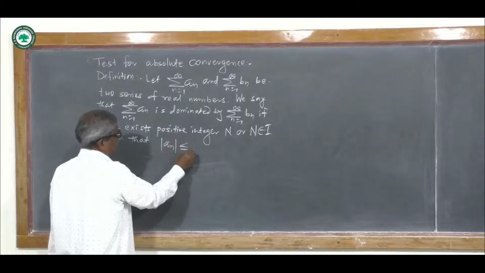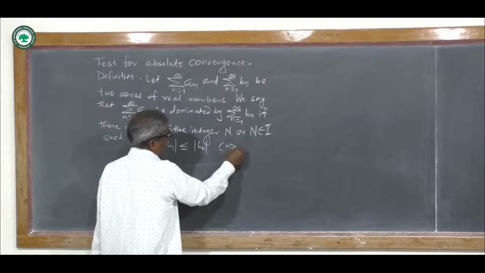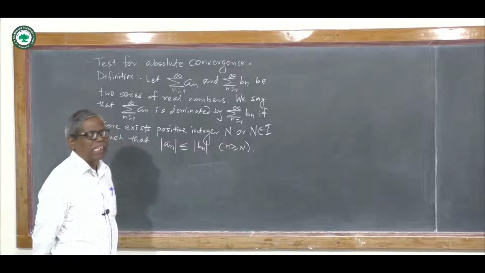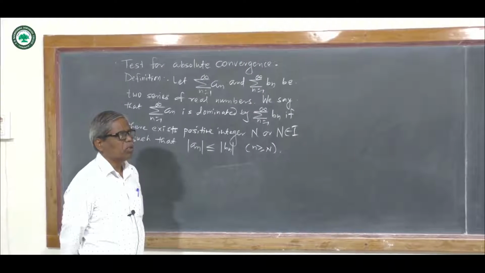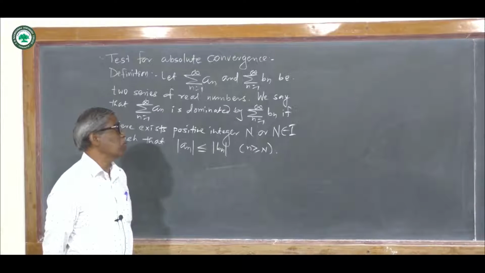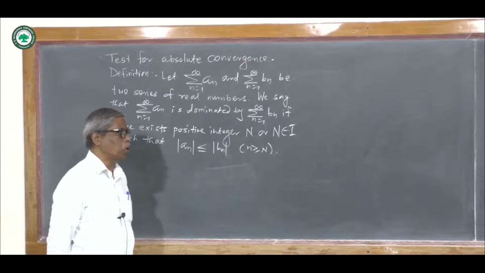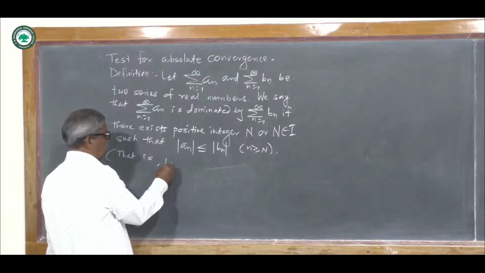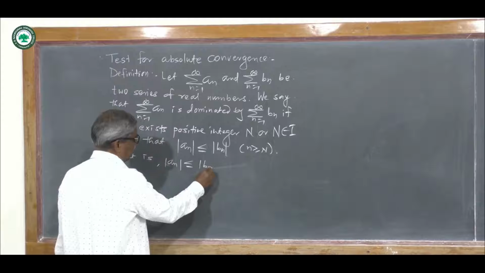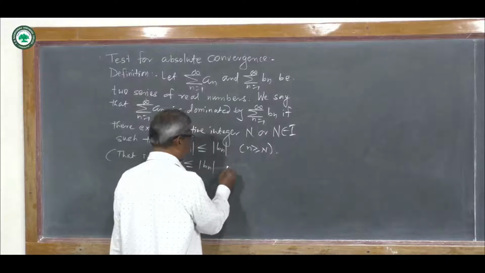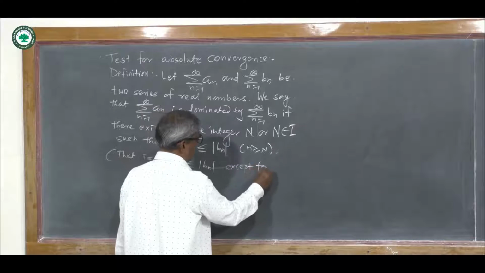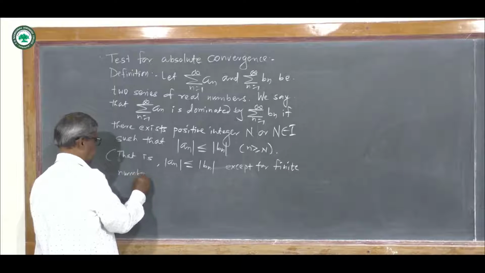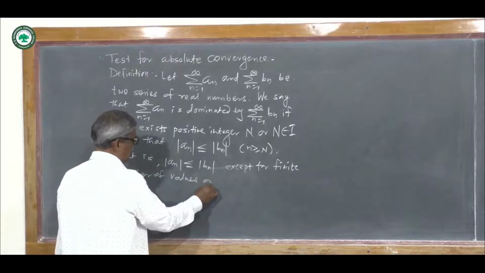mod of a_n is less than or equal to mod of b_n for all small n greater than or equal to capital N. That is, mod of a_N is less than or equal to mod of b_N, mod of a_{N+1} is less than or equal to mod of b_{N+1}, and so on. That is, mod a_n is less than or equal to mod of b_n except for a finite number of values of small n.